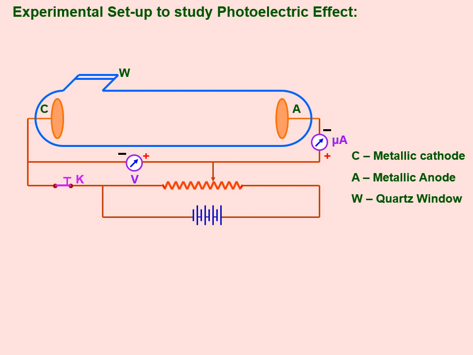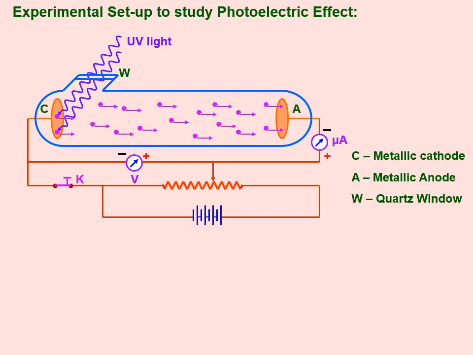So as we plug in the key, the ultraviolet rays from the source enter through the window and they are incident on plate C. When these ultraviolet rays are incident on C, electrons will be ejected from plate C. These electrons are called photoelectrons, and these photoelectrons will travel from plate C to plate A under the influence of the electric field between plate A and plate C. So these purple dots show the photoelectrons.